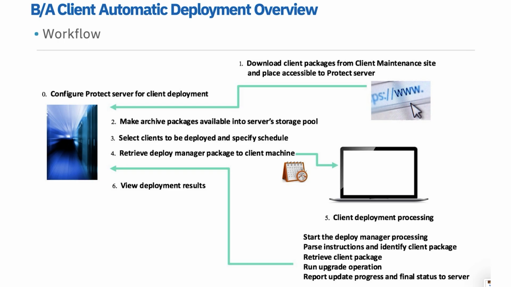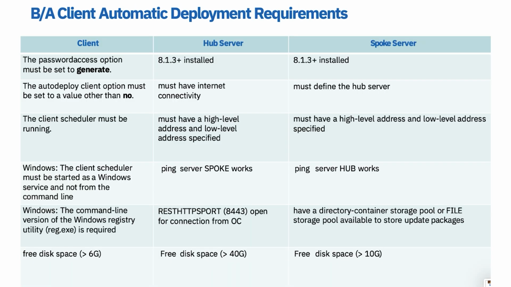Now let us move to the next point. Before configuring auto deployment, one must check these requirements. From the client side, the passwordaccess generate option should be set. Hub and spoke servers should be at the same level. Both the hub server and the spoke server should have good connectivity. Definitions should be created in the hub as well as the spoke server. Ensure that you have enough space in the repository and that the path is accessible to the server.